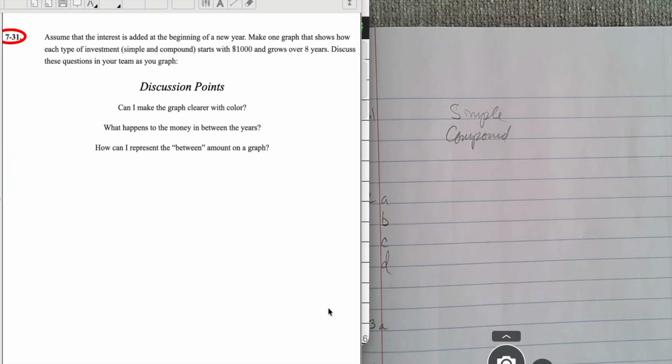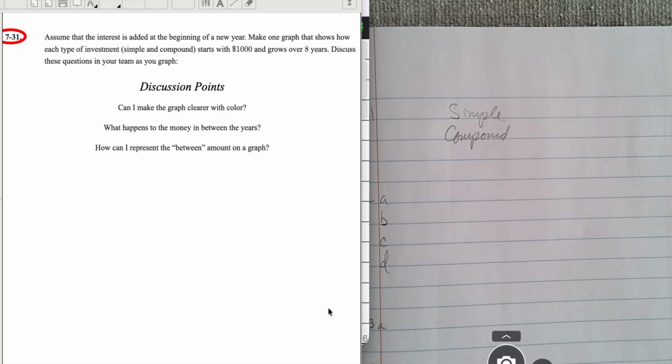So in 731, it says, assume that the interest is added at the beginning of the new year. Make one graph that shows how each type of investment, simple and compound, starts with $1,000 and grows over 8 years. Discuss the following questions with your team as you graph. So it says that we should consider how we are graphing in terms of color. Is there a way to make this easier that way?